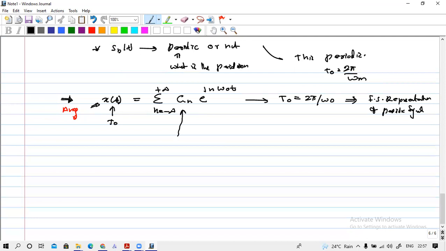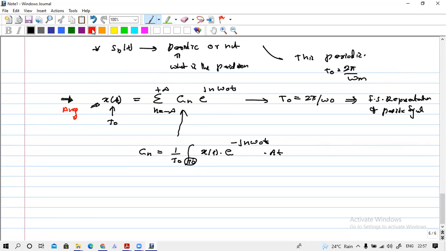Okay, you can find these coefficients. You have to do an integration. It is 1 by T naught, integrate within T naught, x(t) e to the power minus j n omega naught t dt. So using this integration you can find the Cn value.